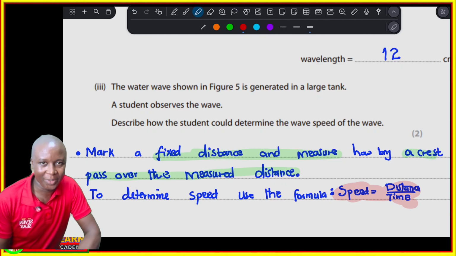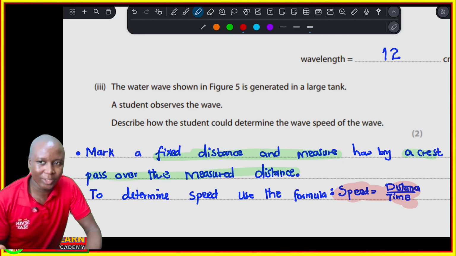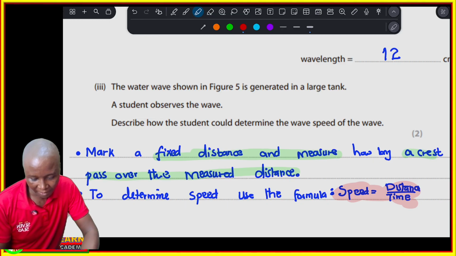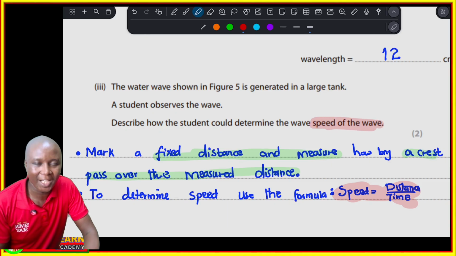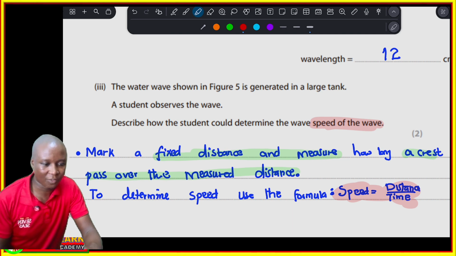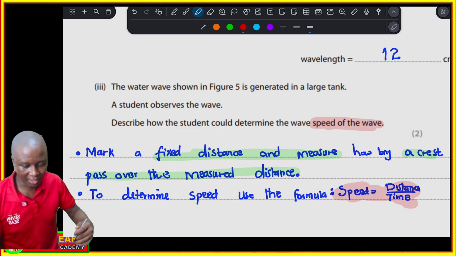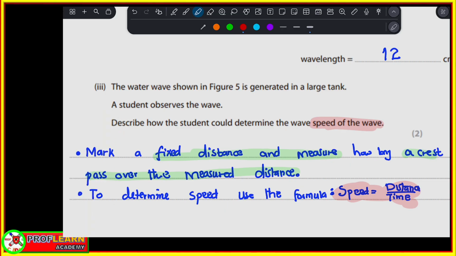So whenever you're given this kind of question, remember the quantity that you are being asked, and which variables are going to be used to find it. For instance, here we are being asked the speed of a wave. So what do we need to determine speed? We need distance and time. In your explanation, you have to indicate that so that you can earn your marks.